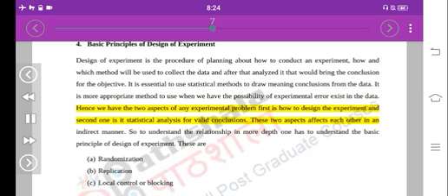Hence we have 2 aspects of any experimental problem. First is how to design the experiment, and second is its statistical analysis for valid conclusions. These 2 aspects affect each other in an indirect manner. So to understand the relationship in more depth, one has to understand the basic principles of design of experiment.